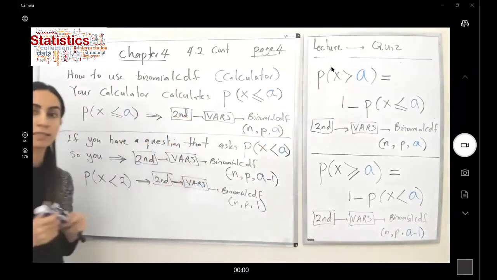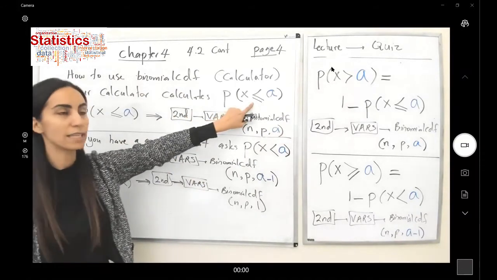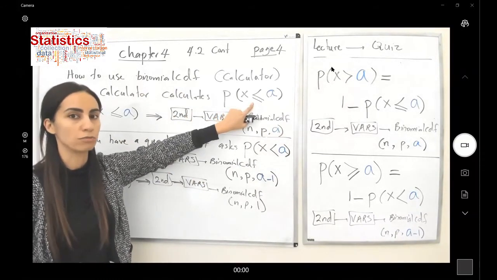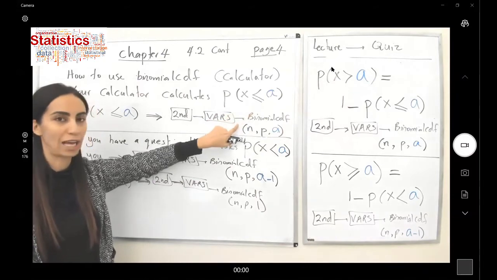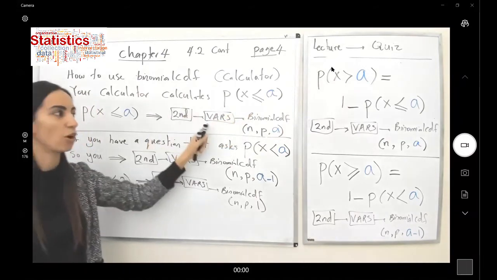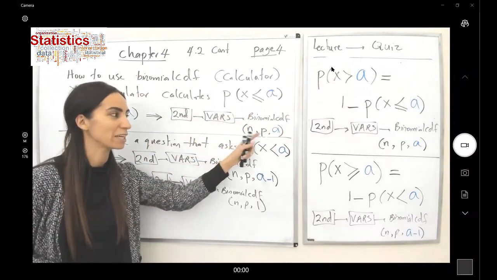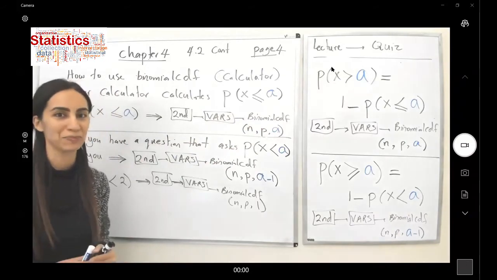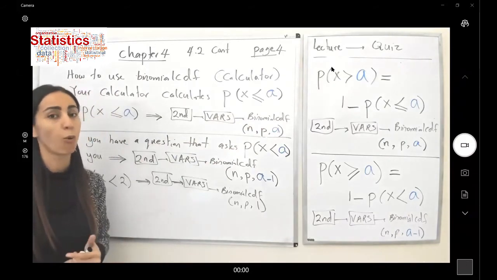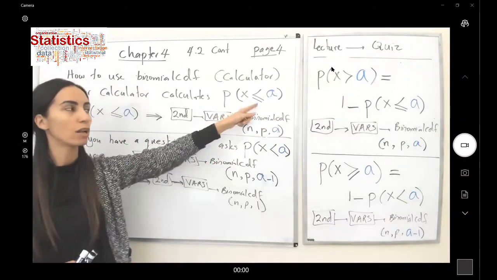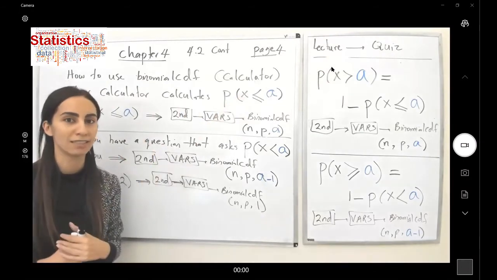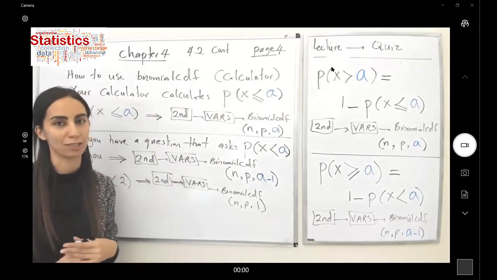So this is the case that you have less than or equal to. You just go to your calculator, second, vars, binomial CDF, and P, comma, A. I expect you to ask, what if equality is not included? How can I use my calculator?